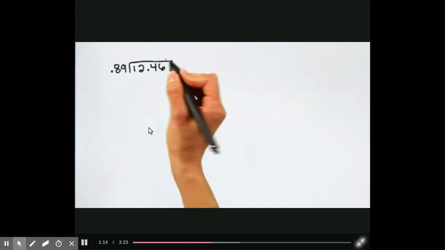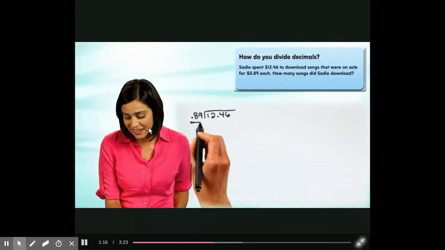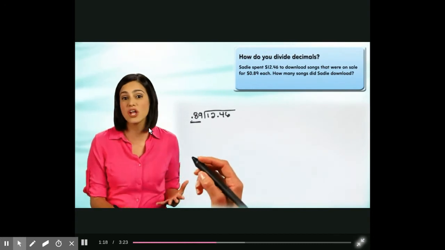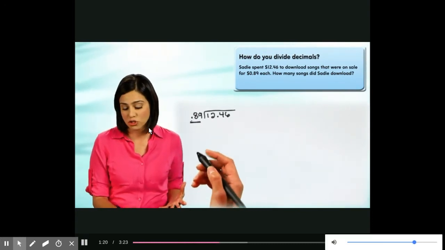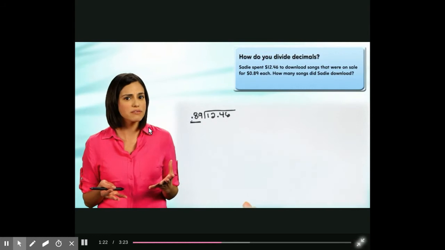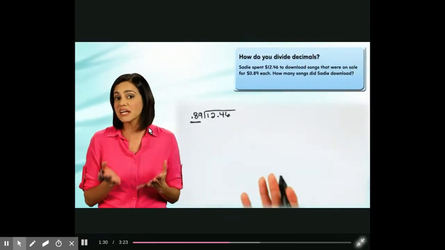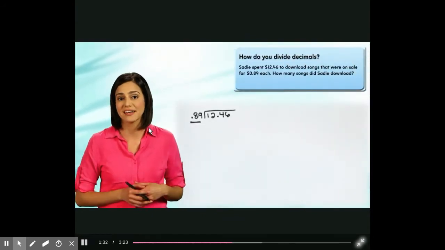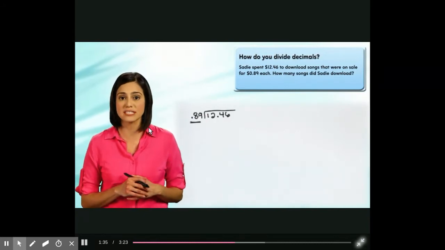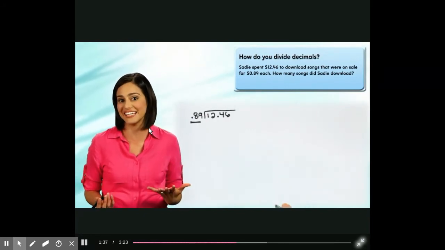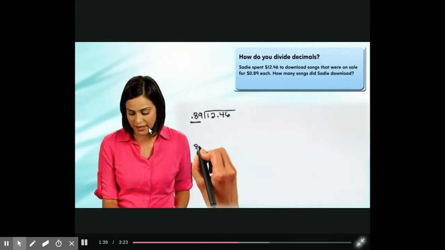So here notice that our divisor is not a whole number. So what power of 10 do we need to multiply 8900 by to make it a whole number? If you said 100, you are correct. Now, 8900 times 100 is 89. So our divisor becomes 89.